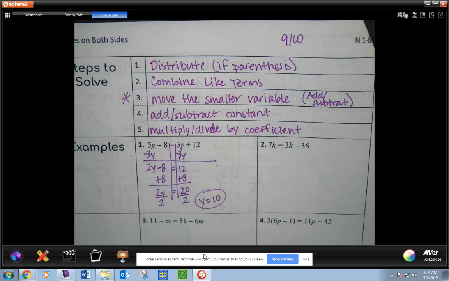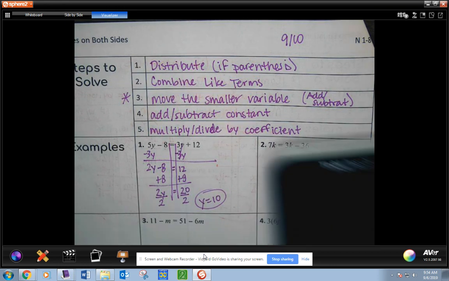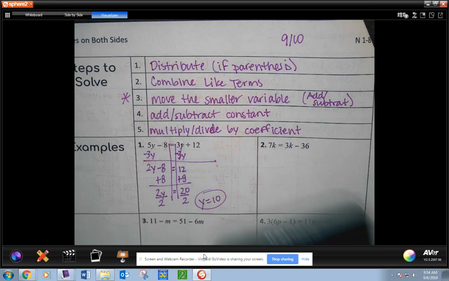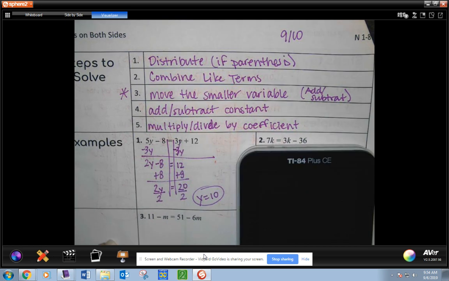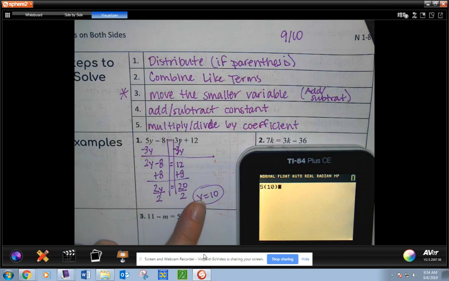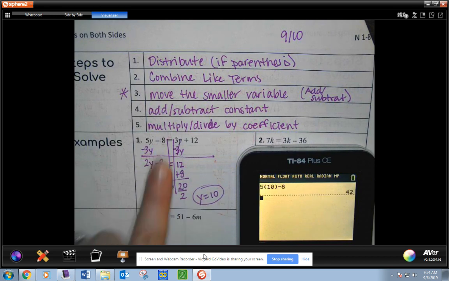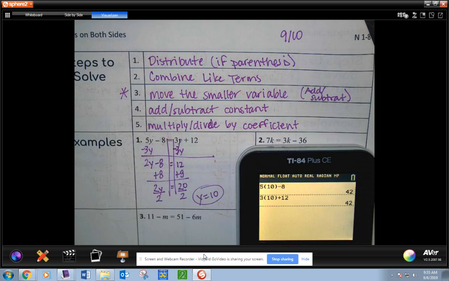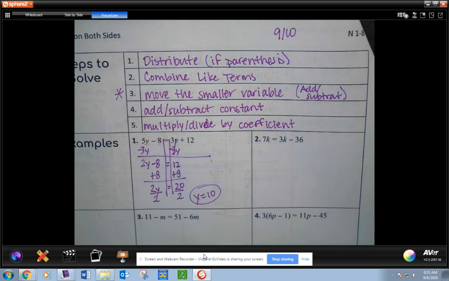Now I'm going to show you the check again, and I'll show it to you on 1 and 4. And then if you choose to do it, that's your call. Okay, so from here, the check, we're going to do 5, but instead of y, we're going to open parentheses, and that gives me 10 minus 8. And I'm going to hit enter. Then I have to come to this side and do the same thing. 3, open parentheses, 10 plus 12. If my answers are the same, then I'm good. So the check's a little bit different today.